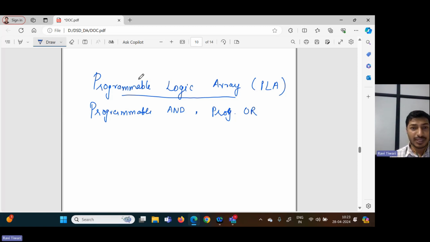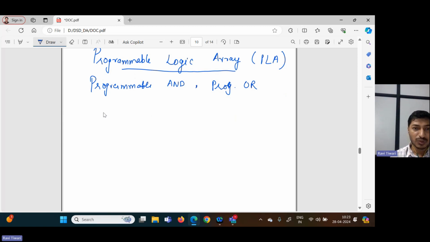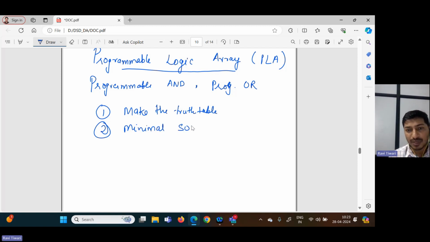So before going to further designing, we should know the steps. The first step is to make the truth table. If you are having some statement, then based on that statement, first draw the truth table. In the second step, we need to find out the minimal sum of product form, either by using the theorems or by using the K-map. You can minimize the expression for its output.